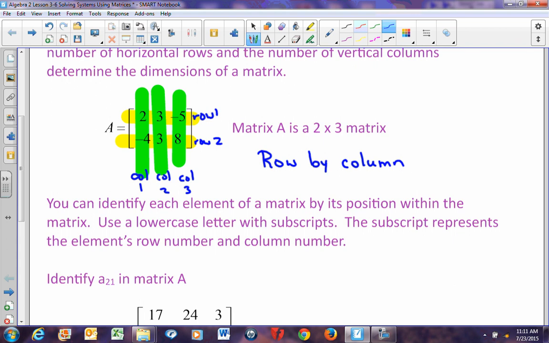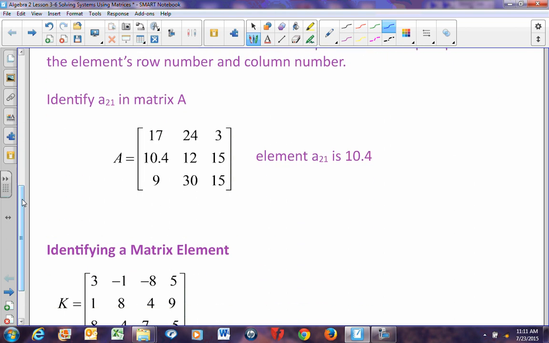Use a lowercase letter with subscripts. The subscript represents the element's row number and column number. So, for example, identify A21 in matrix A. A21 means row 2, column 1 in matrix A.